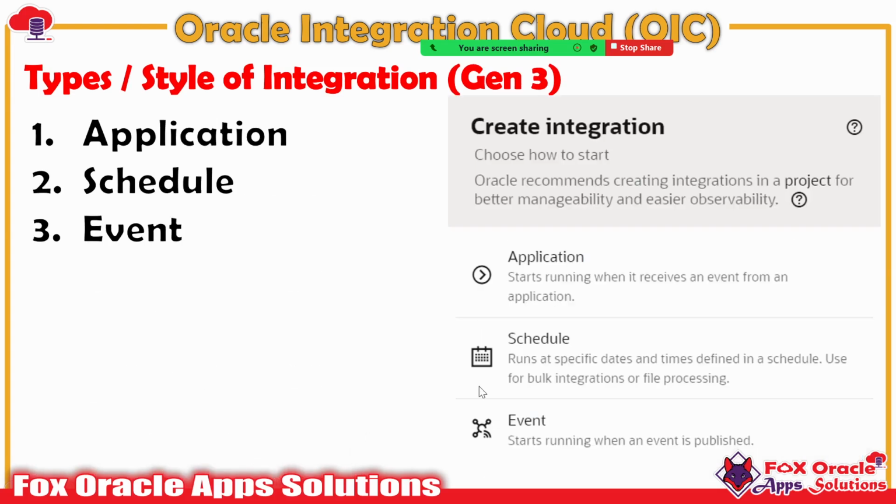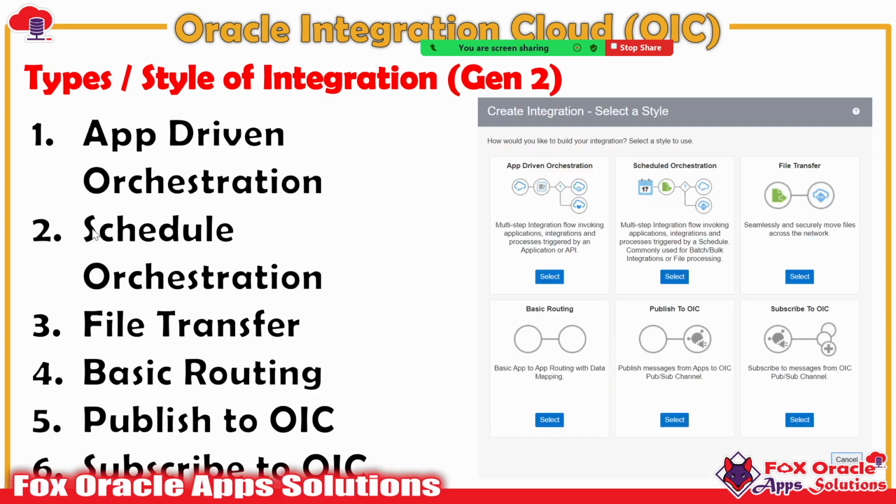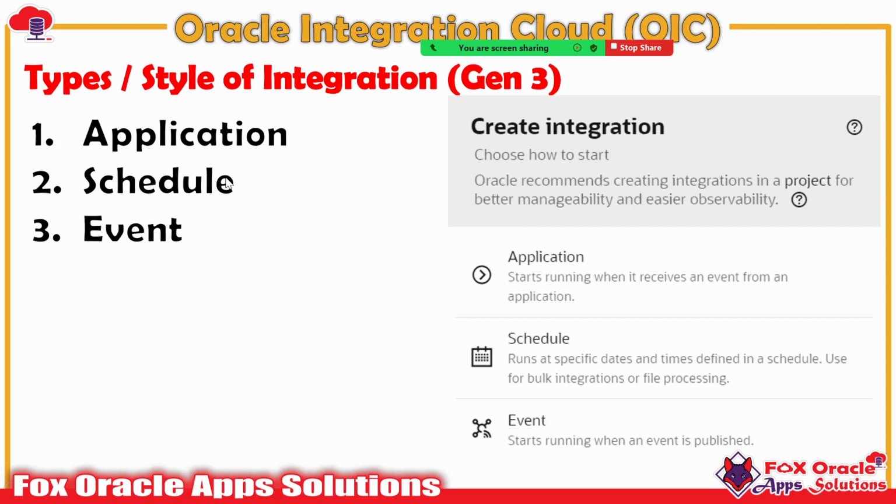And now here you can see we have schedule. This schedule is the same as the schedule orchestration in generation 2. And in generation 2 only, we have app driven orchestration. The same app driven is known as application here in generation 3.